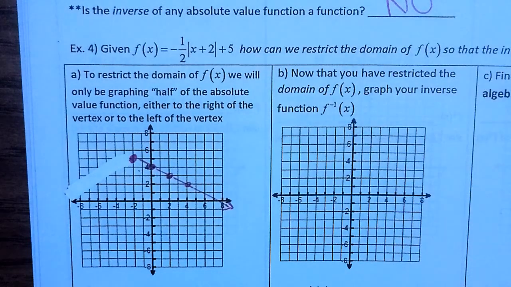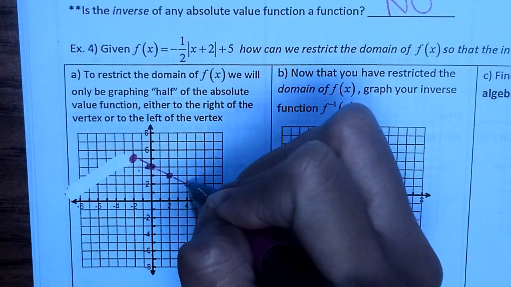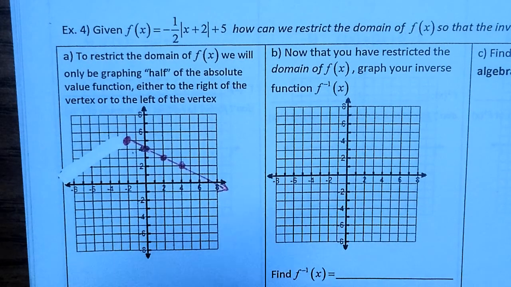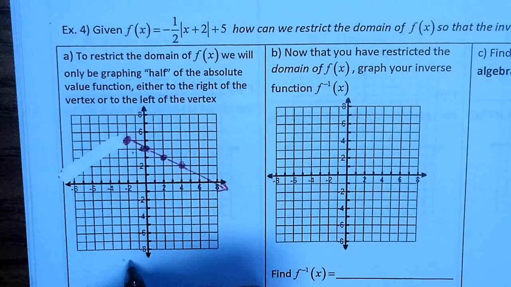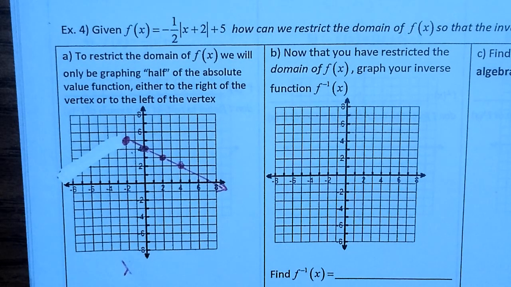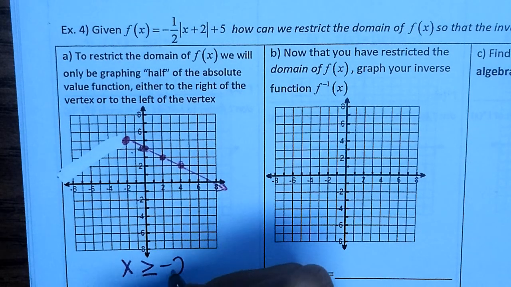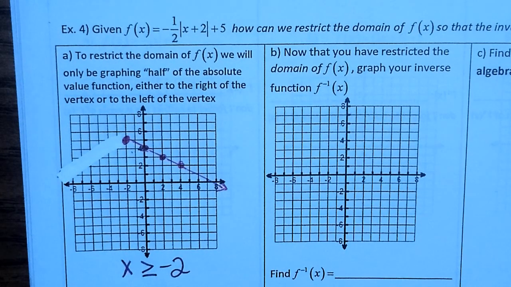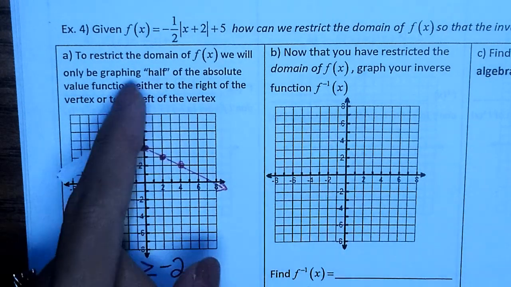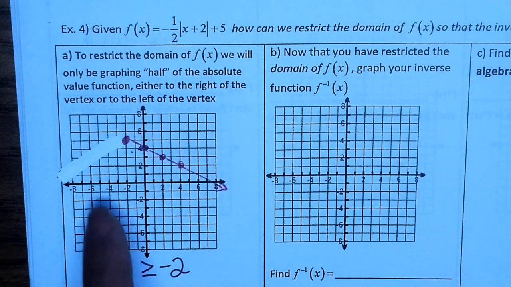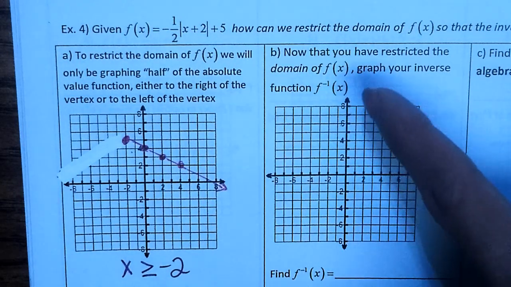So there we go. So now, since I chose to go to the right of the vertex, here's the restriction. X is greater than or equal to negative 2. So I'm only graphing greater than or equal to negative 2 because I only want to graph to the right of the vertex. If you want to be different and graph to the left of the vertex only, you should be writing x is less than or equal to negative 2. But right now, we're going with my way. Greater than or equal to negative 2. Now go ahead and try letter B by yourself.